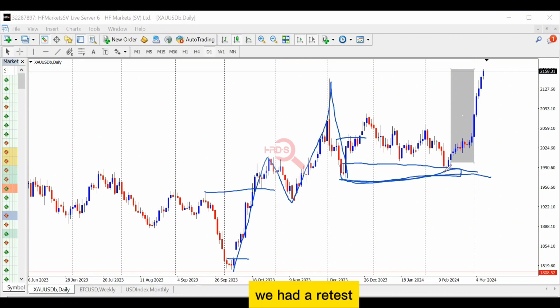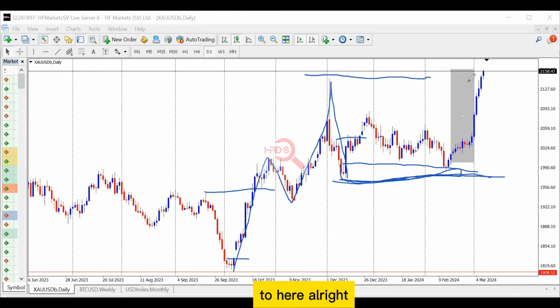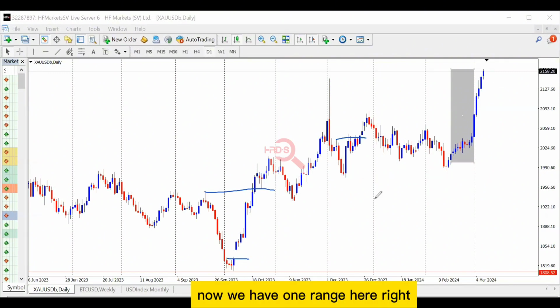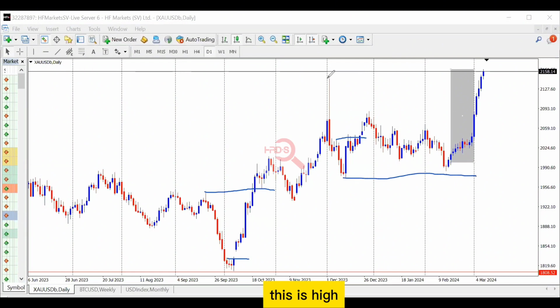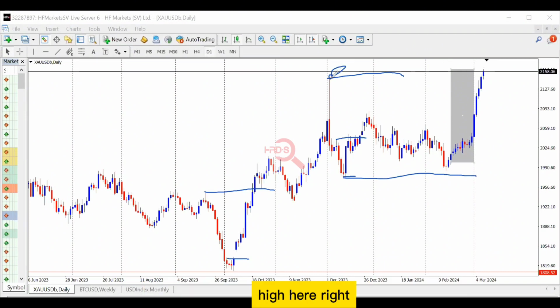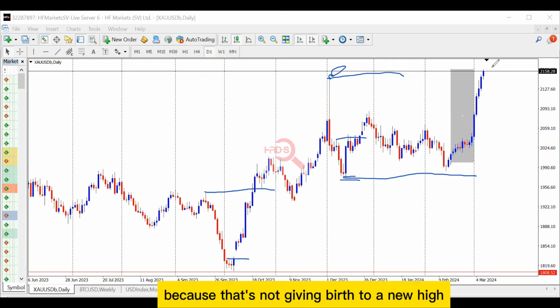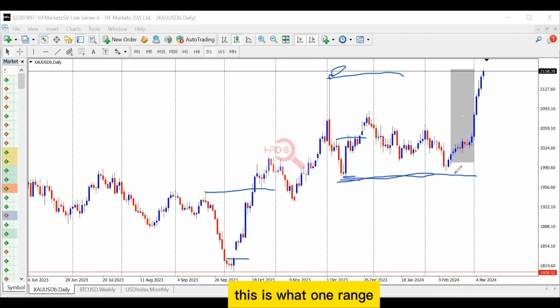All right, so we had a retest, but this is what? One range from here to here. All right, let me clear off this, please. Now we have one range here. This is low, this is high. Why are we calling this low? Because it has given birth to a new high above the previous high here. So now it is a low. Had it been that this has not given birth to this low, we cannot call this yet a higher low, because it has not given birth to a new one. So now that it has given birth to a new one, we call it what? This is one range.